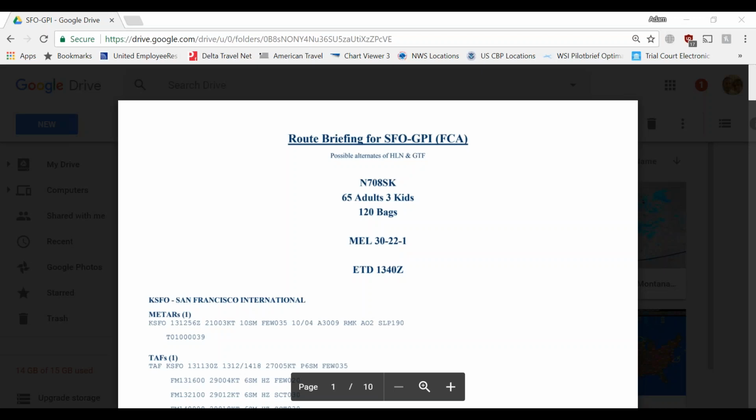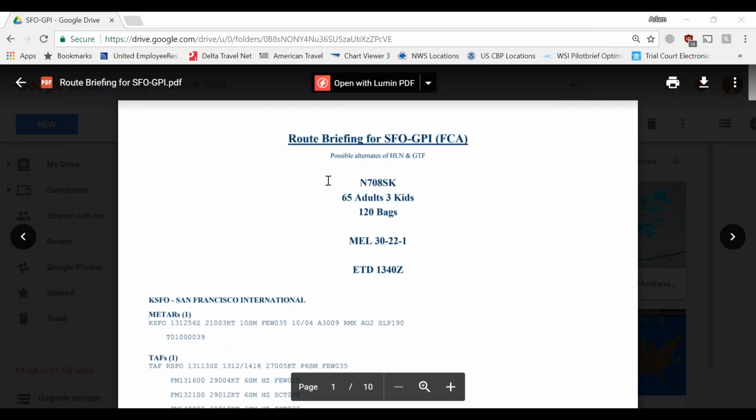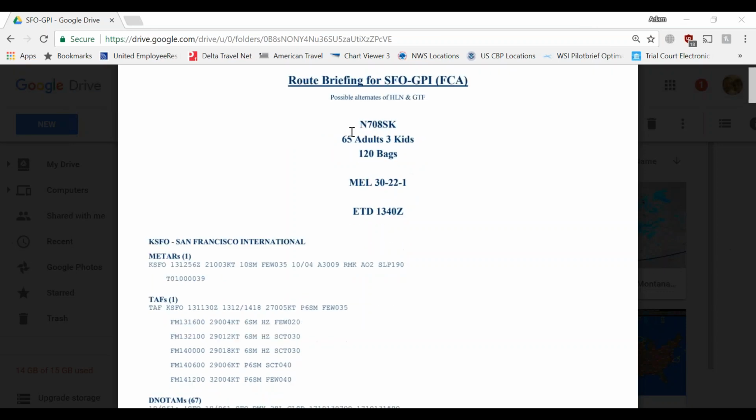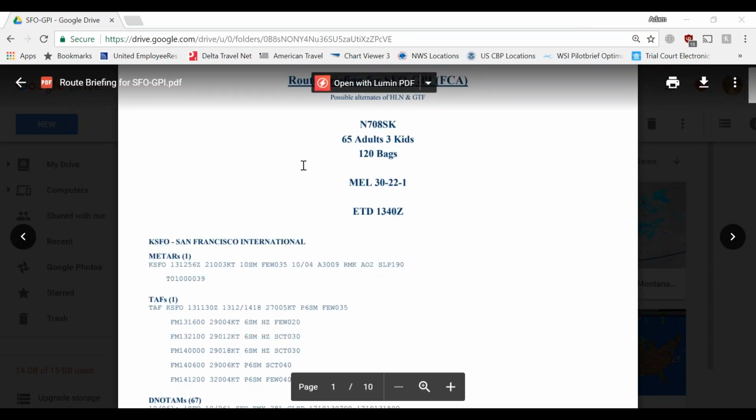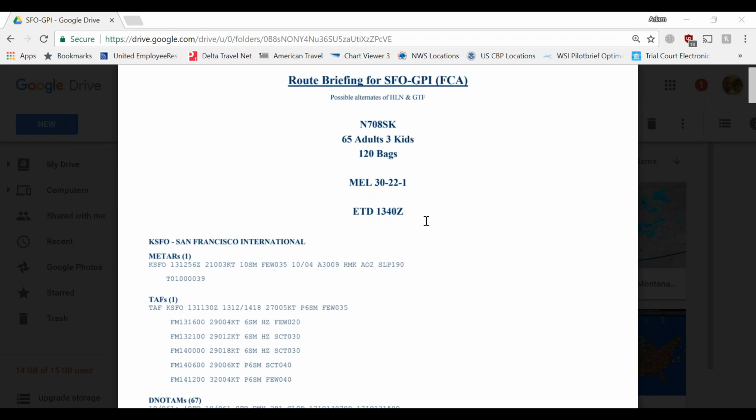Okay. So this is the route briefing for San Fran to Kalispell. Got possible alternates of Helena and Great Falls. Aircraft 708. There's your passenger information, bag information, MEL. Estimated time of departure 1340 Zulu.